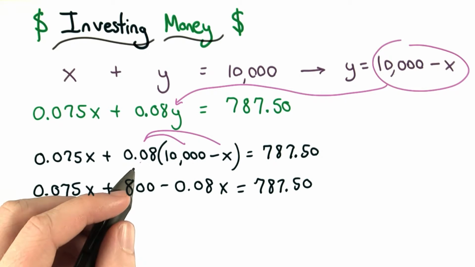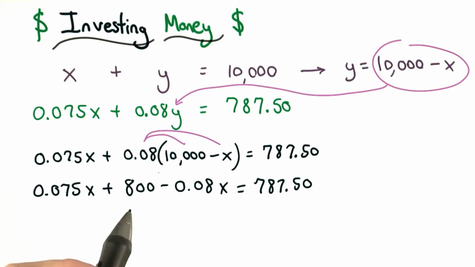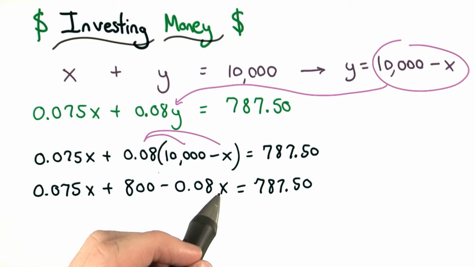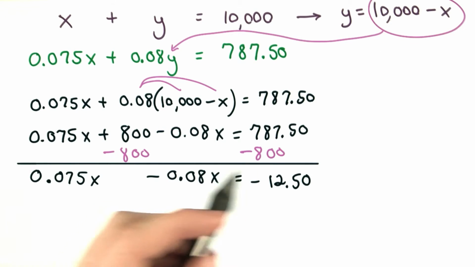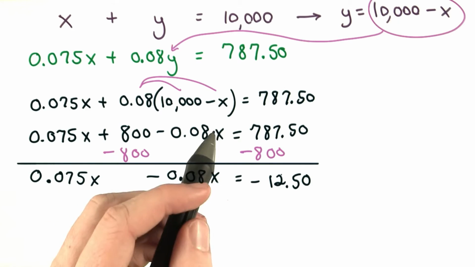Then I distribute the 800ths. Multiplying by 10,000 moves my decimal point right 4 places, so I get 800. And then I have minus 800ths times x for the second term. Next, I subtract 800 from both sides. I have my constant terms on the right, and then my x terms on the left.